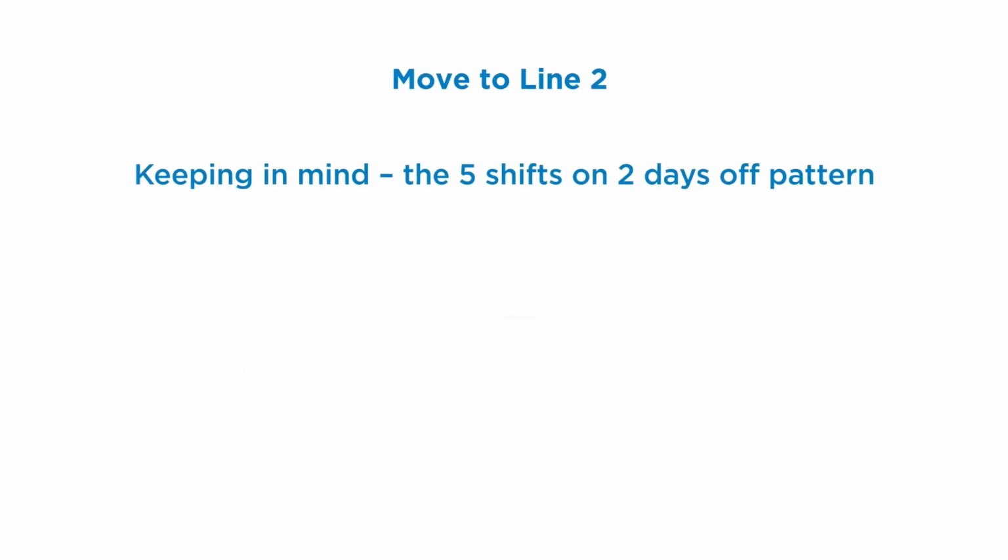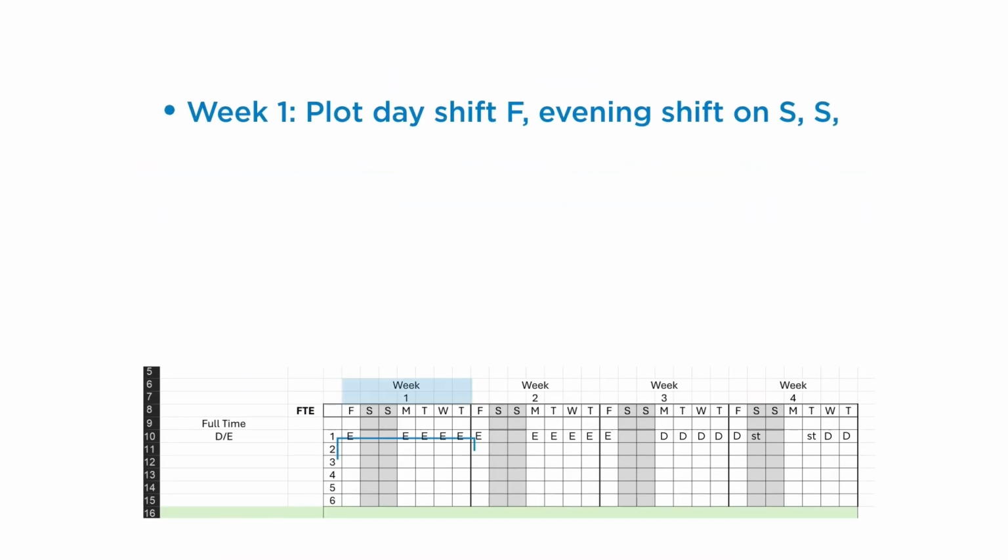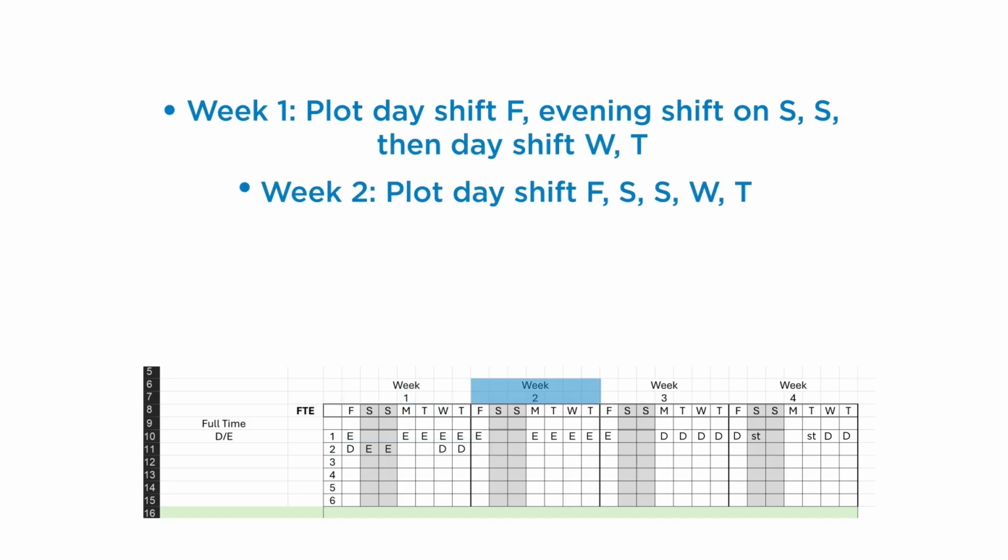Move to line 2. Keeping in mind the 5 shifts on, 2 days off pattern continues to transition from each line, week 4 to week 1. This is referred to as the rotation wrap. Week 1, plot day shift F, evening shift on S, S, then day shift W, T.